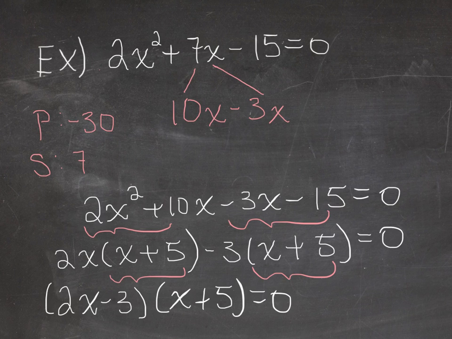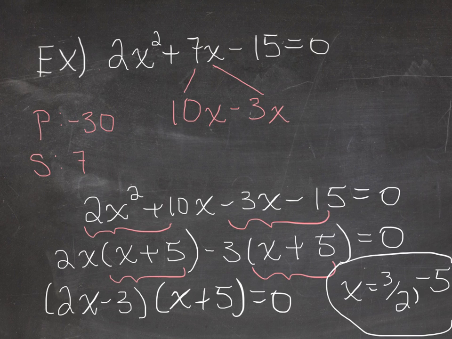And same thing to finish solving it. I need to think, well, when the first binomial, the first set of brackets, is equal to 0, that happens when x is 3/2. And then the second bracket is 0 when x is negative 5. So my solutions there are x is 3/2 and negative 5. Okay, let's see one more example.